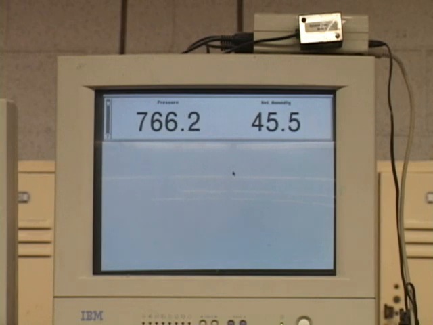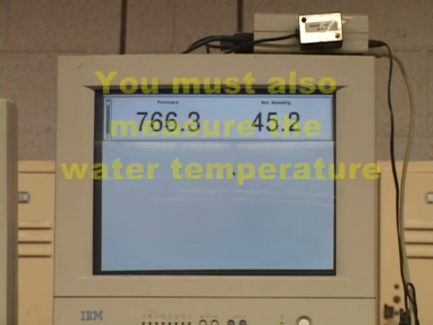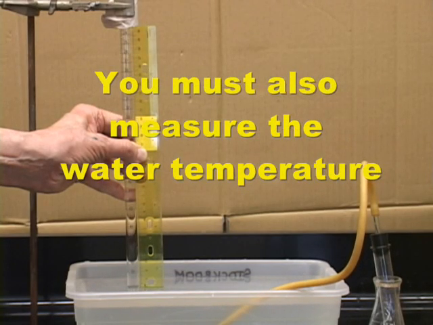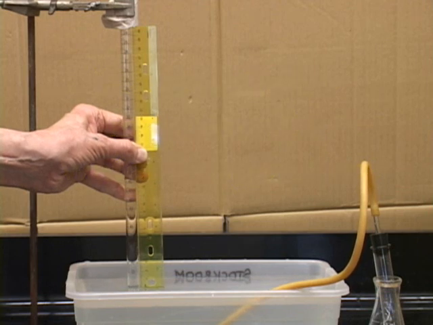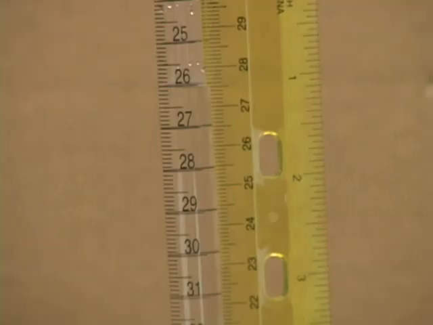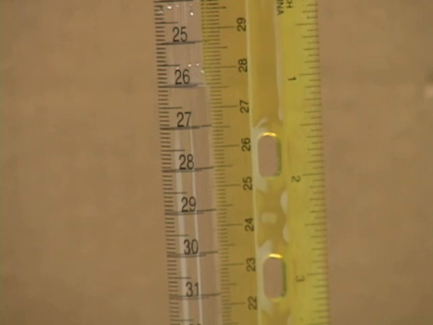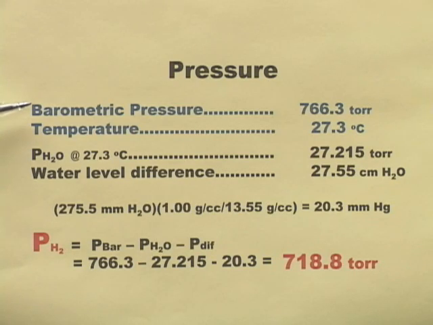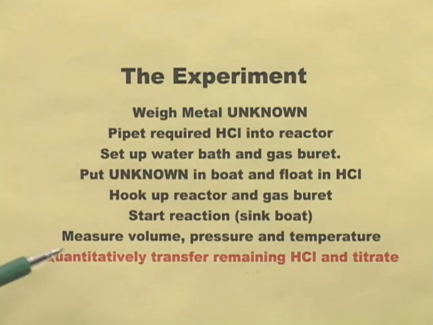Here's the barometric pressure, but remember, you must correct for the vapor pressure of water and also for the water level differential, which is 27.55 centimeters of water. Correcting the barometric pressure for the partial pressure of water and the difference in water levels produces a hydrogen pressure of 718.8 torr.